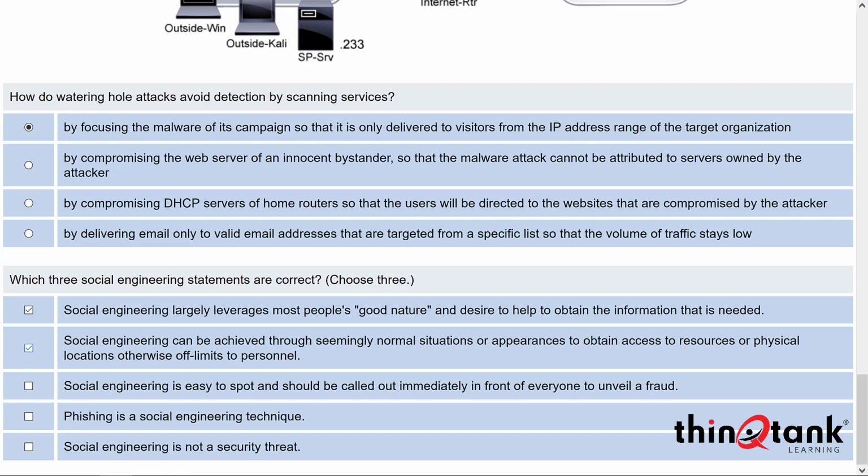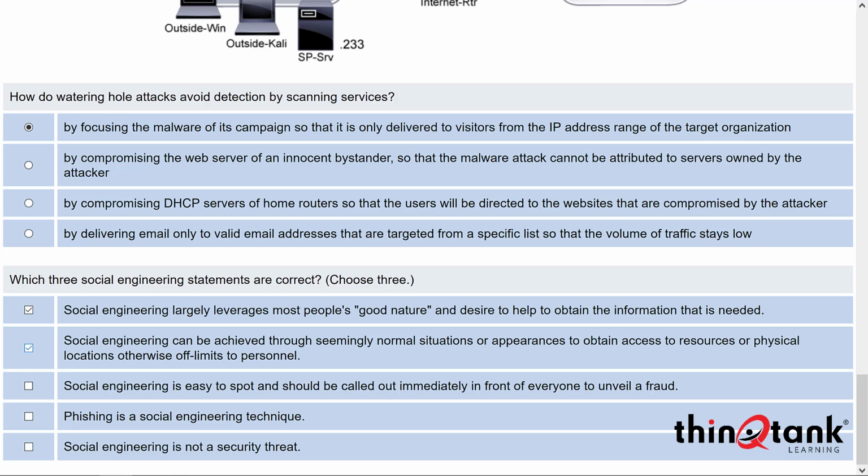All right. Social engineering is easy to spot and should be called out immediately in front of everyone to unveil the fraud. First of all, it's not easy to spot. If it was easy to spot, in a lot of cases, it just wouldn't be that successful. I mean, certainly some types of social engineering techniques are easy to spot, but others are very, very good.